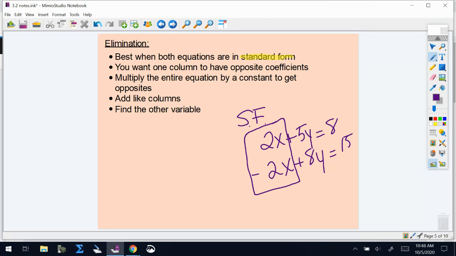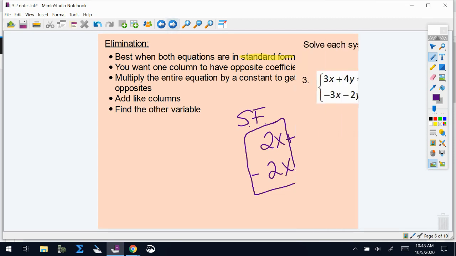The ones that aren't quite ready to go, you have to do a little manipulation with. The goal is to figure out what I could multiply one of the equations by in order to get opposite coefficients. So sometimes it's not quite as immediate and it takes a little extra work. Once you do that, you're going to add your columns together and that will give you one variable. You will then use basic algebra to find the next. So let's go through and do this.